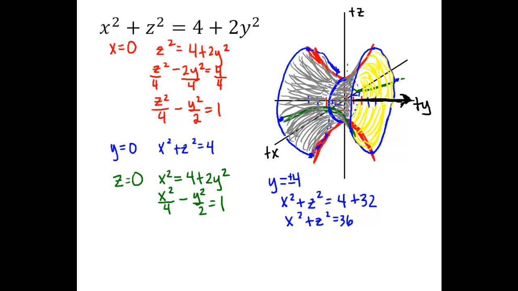This is called a hyperboloid of one sheet. We looked earlier at a hyperboloid of two sheets. Both kinds of hyperboloids have hyperbolas for cross sections in two of the directions, but this is all one connected surface, and the other one we looked at before was really two separate surfaces. So this is a hyperboloid of one sheet.